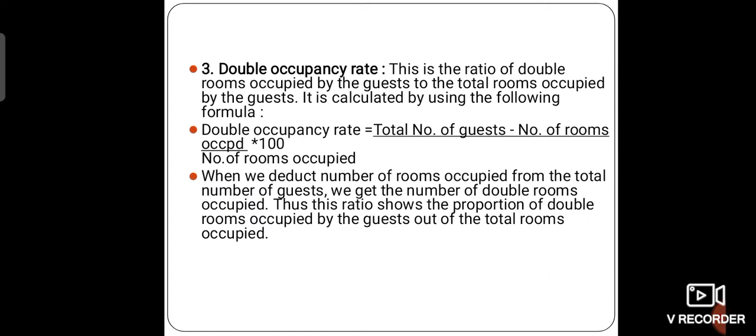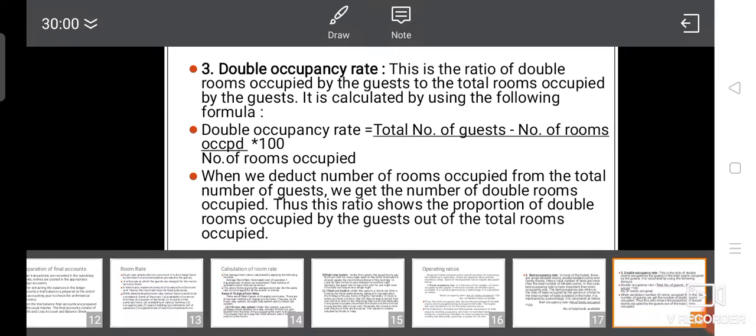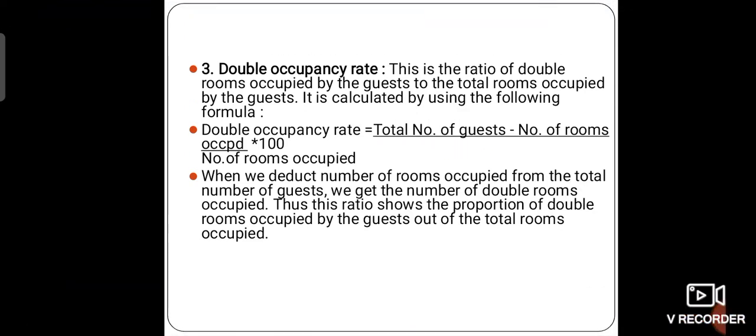And next one is the double occupancy rate. This is the ratio of double rooms occupied by the guest to the total rooms occupied by the guest. It is calculated as total number of guests minus number of rooms occupied, divided by number of rooms occupied, into 100. This is the double occupancy rate.